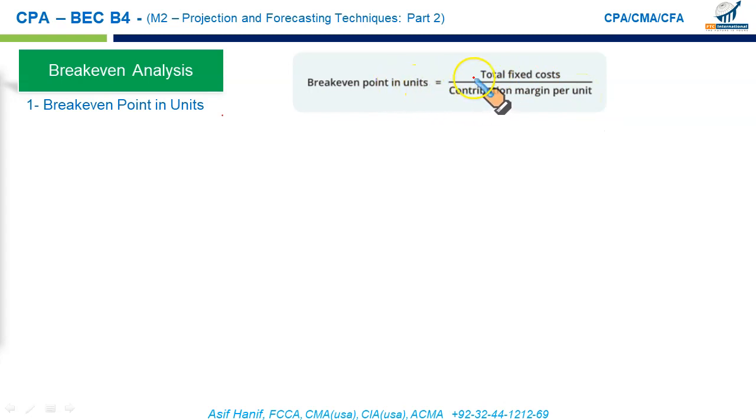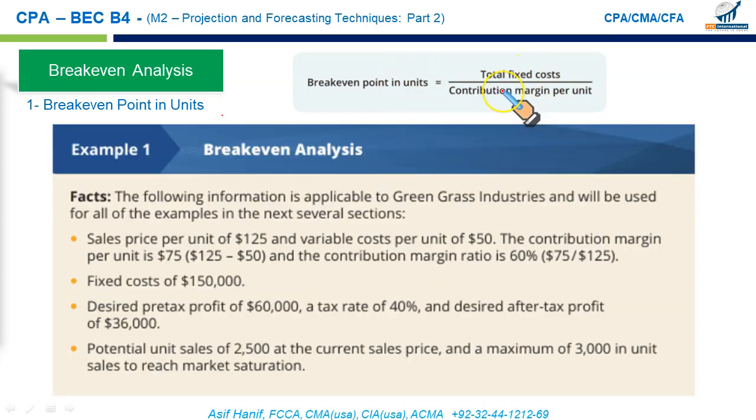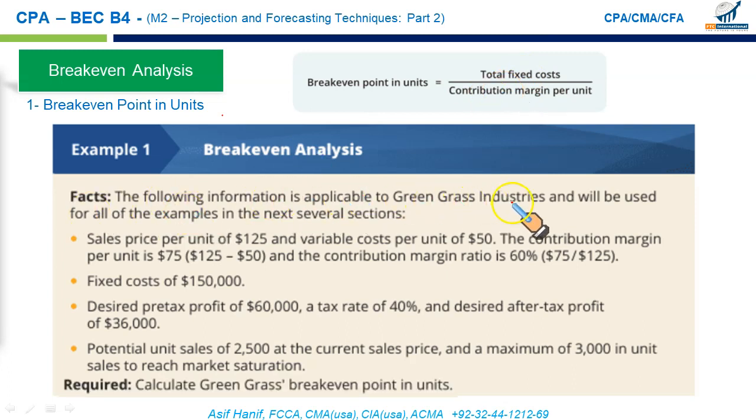Break-even point in units is the total fixed cost upon the contribution margin per unit. Now look at this question. The following information is applicable to Green Grass Industries and will be used for all the examples in the next several sections. We need to calculate Green Grass break-even point in units.